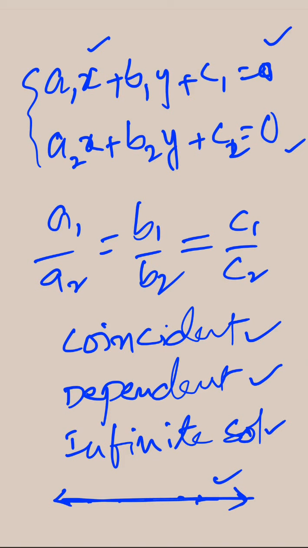Whenever all the three ratios are equal, then the lines are coincident and dependent lines, and these have infinite solutions, and these are dependent lines.